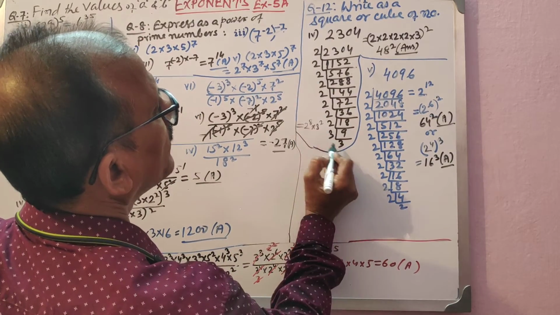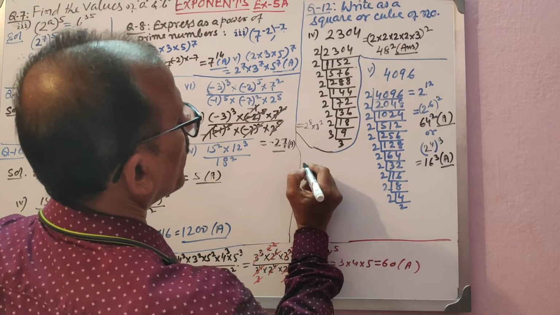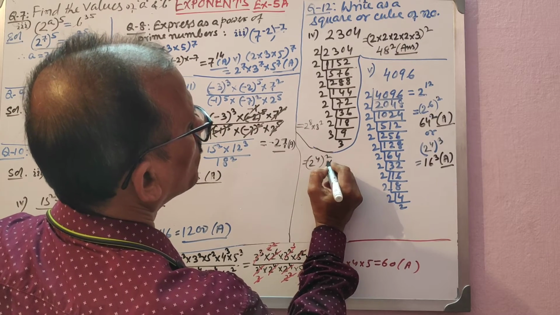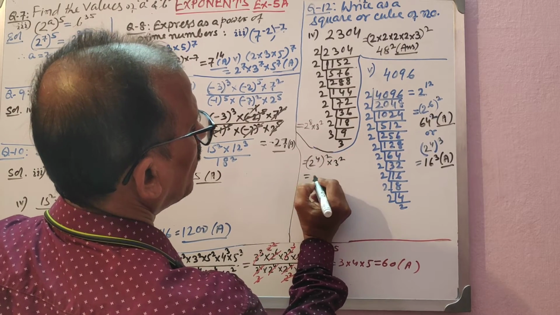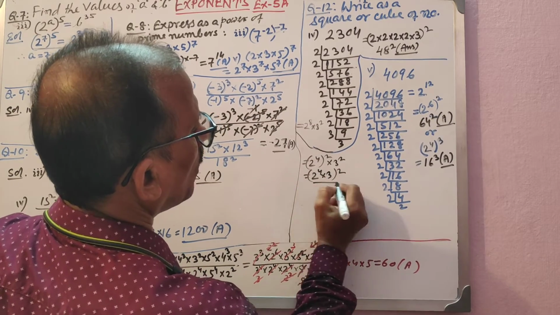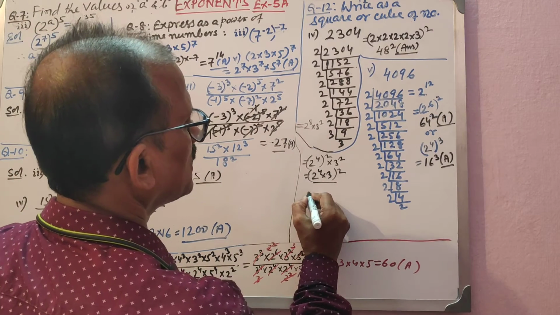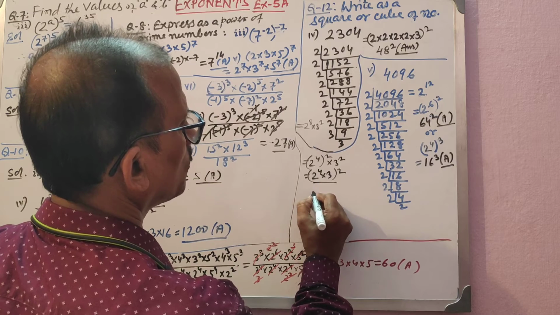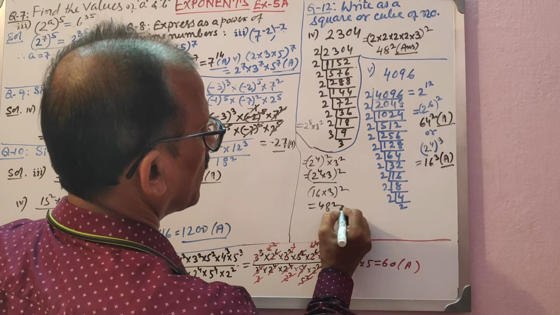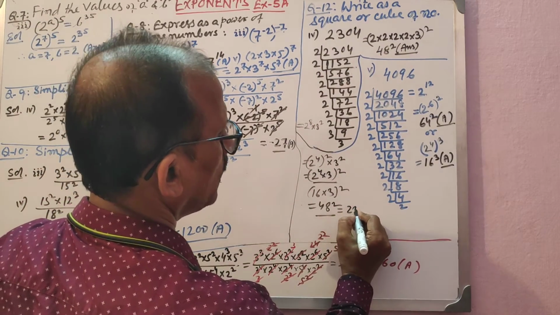Why? 2 to the power 8 and 3 square. Take half of the power: 2 to the power 8 can be written as 2 to the power 4 whole square. And into 3 square. Therefore, 2 to the power 4 into 3, the whole square. If you solve it, 2 to the power 4 means 2 into 2 into 2 into 2, that is 16, into 3, 48 square. That means this number is 48 square, which is equal to 2304.